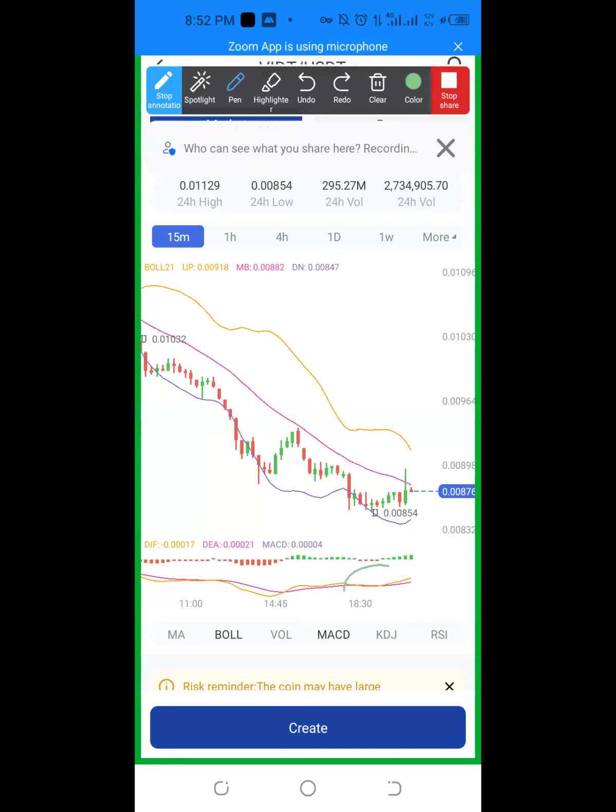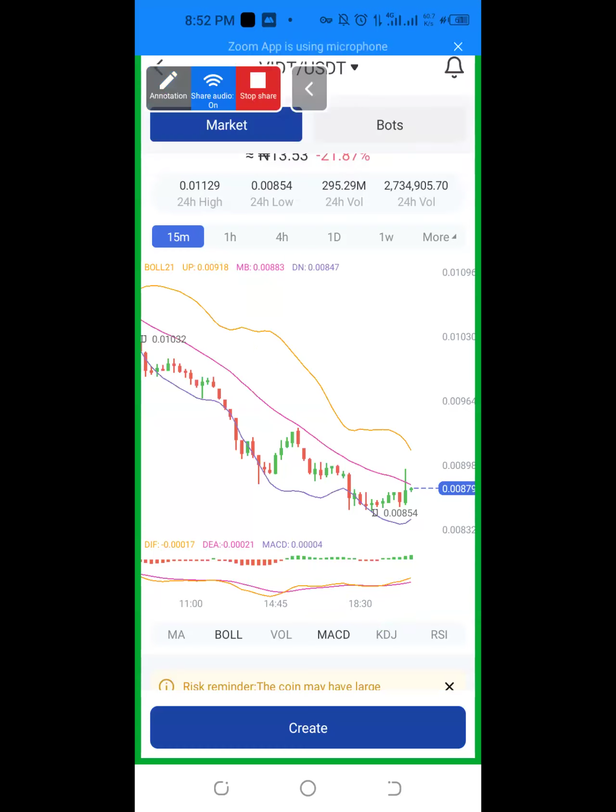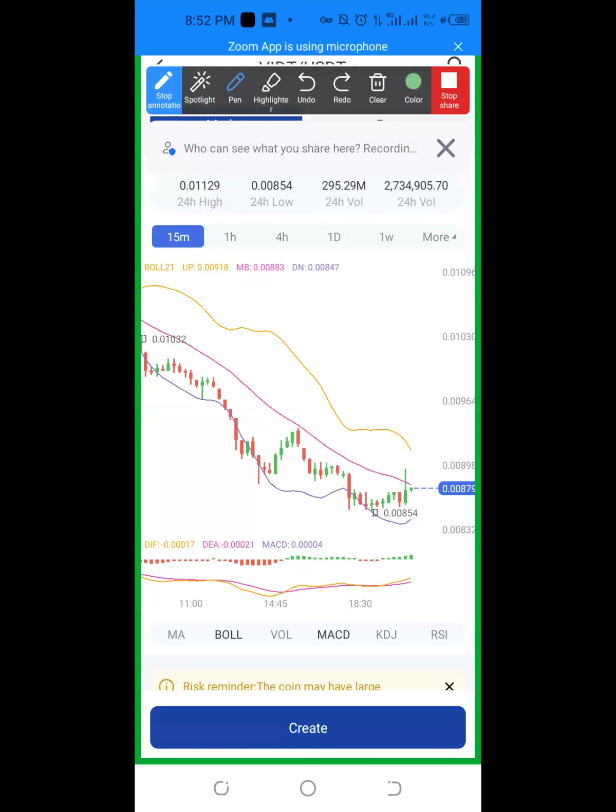See the lines below here: one is called the signal line, and one is called the MACD line. When the yellow crosses the purple, and it has already done the crossing, that means this coin has the tendency to start to pump. It might pump, considering it's already forming a green candle here. You want to enter before the golden cross happens, but this one, the golden cross has already happened.